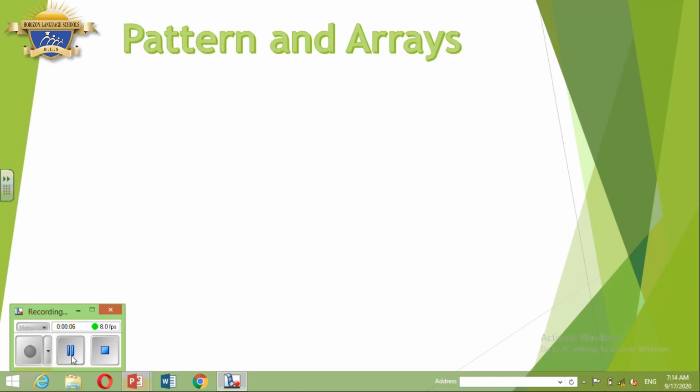Today we will talk about patterns and arrays. We need to know what patterns and arrays are, how we can define them, and how we can create a pattern and an array. Okay, at first we need to know the definition of the pattern.